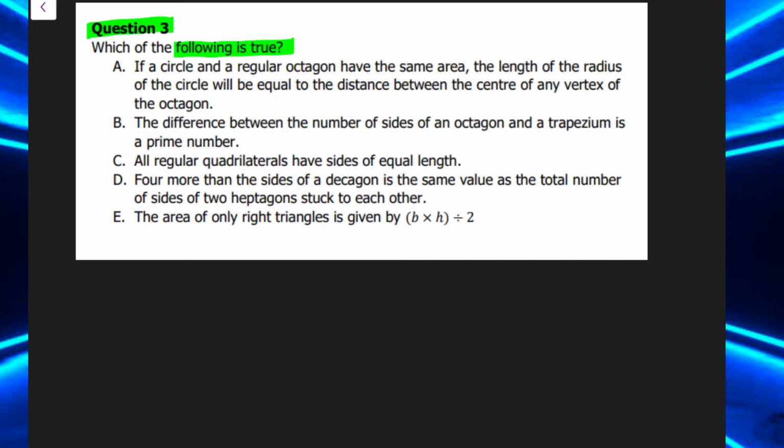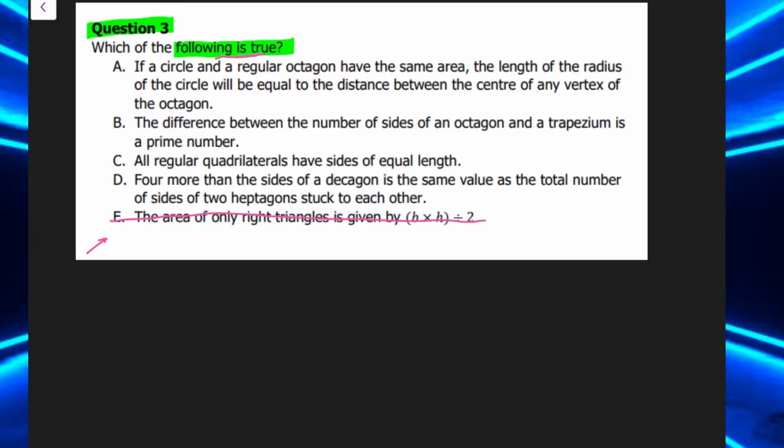They are trying to use up time. So they are trying to waste the time. So let's look at the easy one because we just have to find which one is true. Let's proceed from backwards. The area of only right angles is given by base into height divided by 2. This is not true. All the triangles have this area.